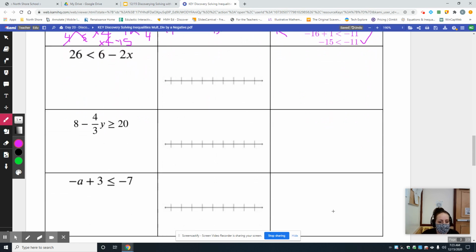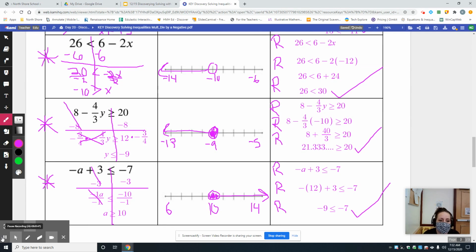Alrighty, I want you guys to try these next ones on your own. I'm going to complete them separately, and then in a minute, you'll see all of the answers. Alrighty, guys, these are the answers to the next three problems. I hope you noticed that every single one of them divided or multiplied by a negative in the final step. So every single one of them should have a flipped inequality or a reverse inequality.